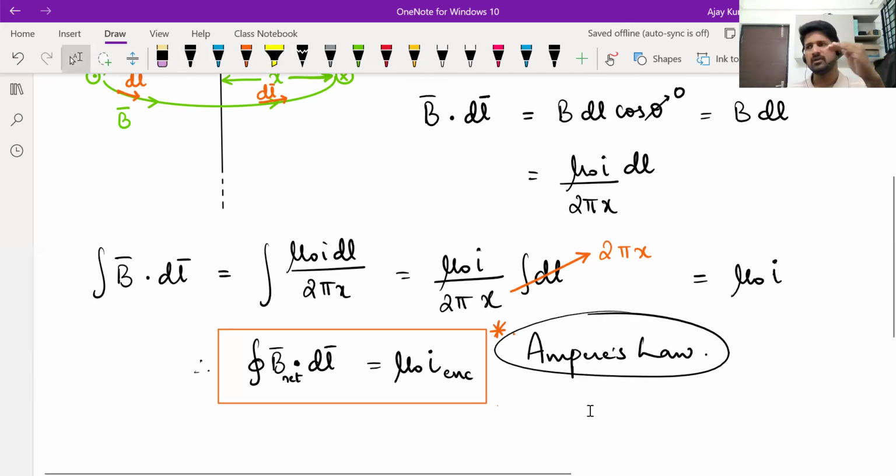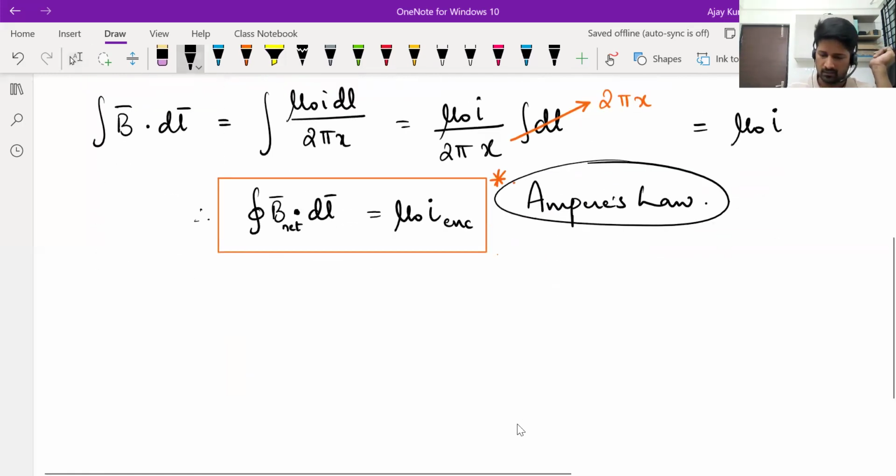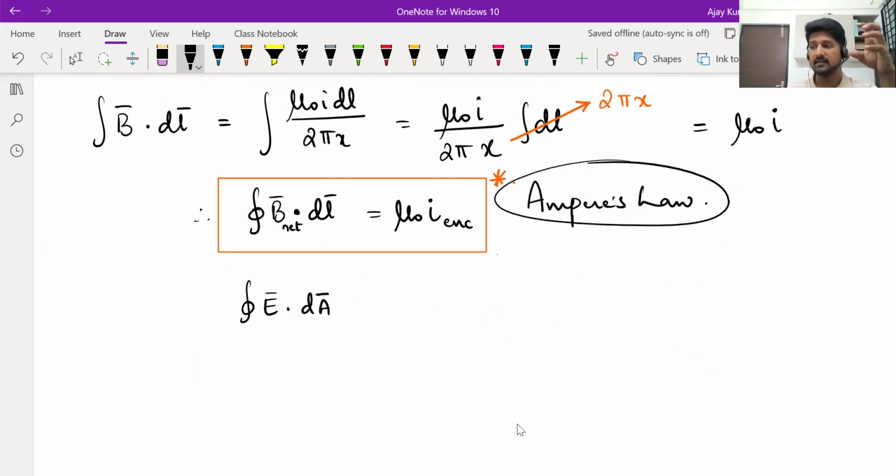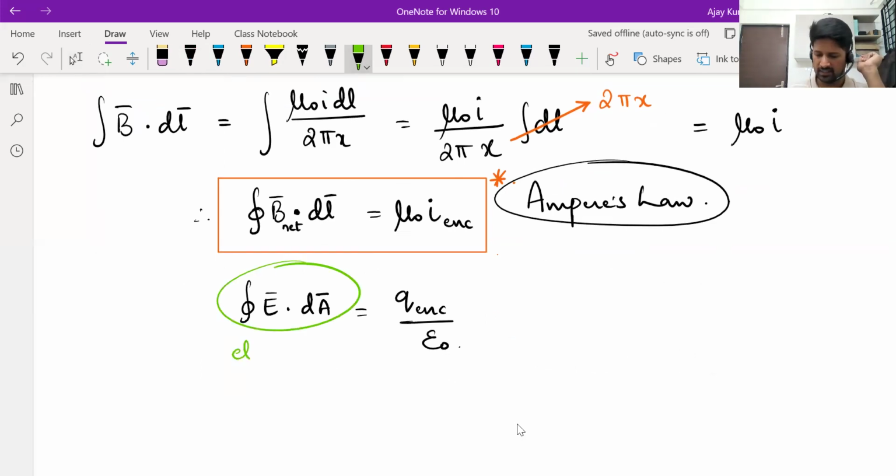You can say this is kind of analogous to Gauss law in electrostatics. Can one of you tell the formula for Gauss law or mathematical form of Gauss law? Closed integral E dot dA is equal to Q enclosed by epsilon naught. Right. That's basically net electric flux through a closed surface, equal to charge enclosed divided by epsilon naught. Now see, in electrostatics, this term closed integral E dot dA had a meaning. It's called electric flux.